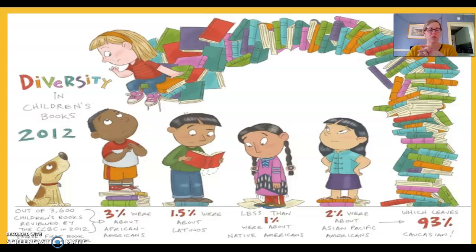But in 2012, looking at children's books, only 3% of children's books published were about African Americans, 1.5% about Latinos, less than 1% about Native Americans, 2% about Asian and Pacific Americans, and 93% of children's books that were published were children who were white or Caucasian. We need to be mindful of the types of books that we bring into our classroom and share with our students if we want to be culturally responsive teachers.